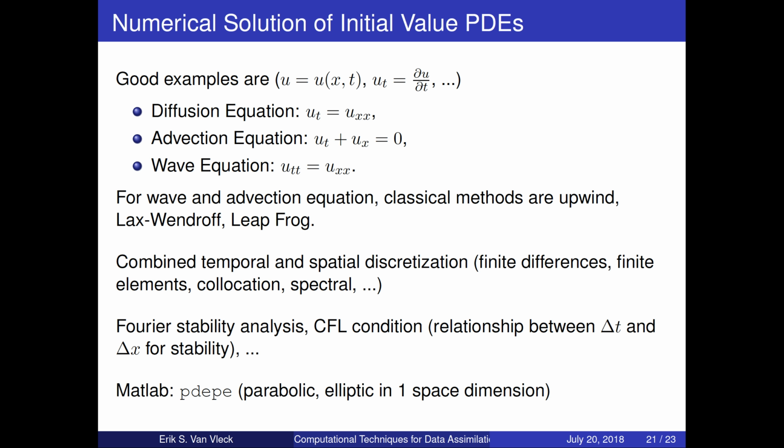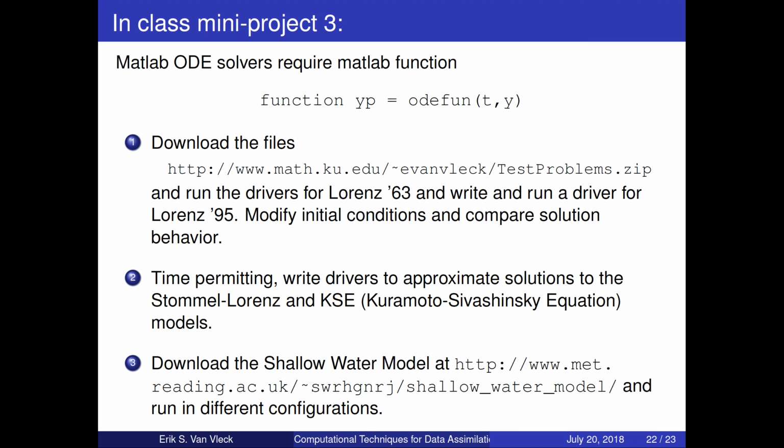We perform stability analysis, and often one obtains a CFL condition. A CFL condition basically is a relationship between delta t and delta x, depending on the spatial and temporal discretization, that gives us stability. So there's a MATLAB command PDEPE, which solves parabolic and elliptic problems in one space dimension.